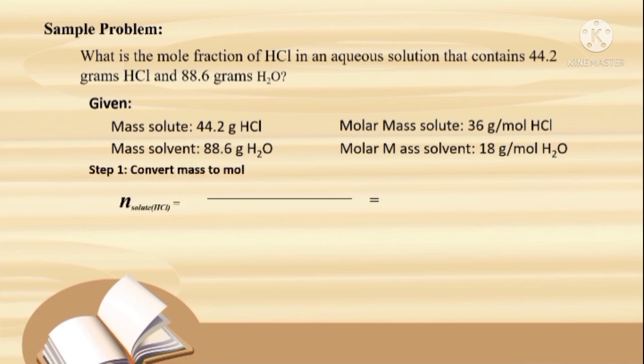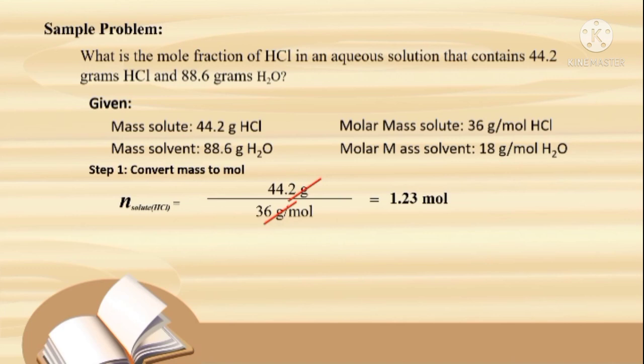So, moles of solute, which is your HCl, is equal to the mass of HCl, which is 44.2 grams, divided by the molar mass of HCl, which is 36 grams per mole. You can now cancel grams, and the unit sought for is already there, which is number of moles. So the correct answer is 1.23 moles of HCl.